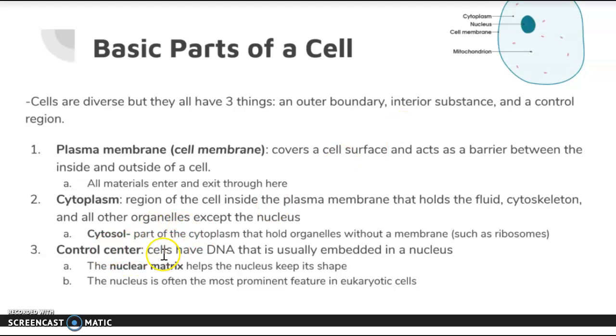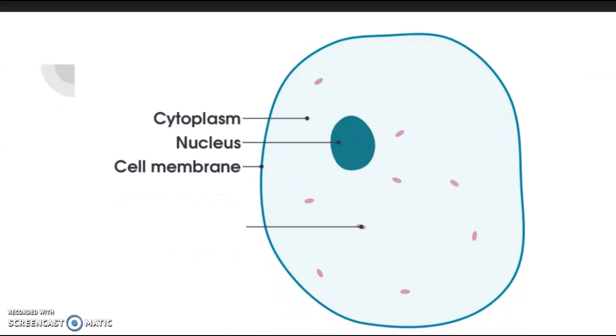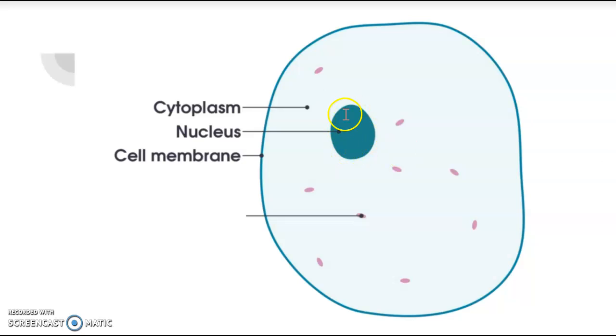And the cell has a nucleus or a control center. There's usually DNA embedded in this, or they have some sort of control center where DNA is at. When we talk about eukaryotic cells, we talk about the nucleus itself. When we talk about prokaryotic cells, we just talk about the DNA being the control center. So control center, cytoplasm, and plasma membrane. Looks like this. So usually in a eukaryotic cell, it's a nucleus. It might be just DNA in a prokaryotic cell, cytoplasm, and then a cell membrane.